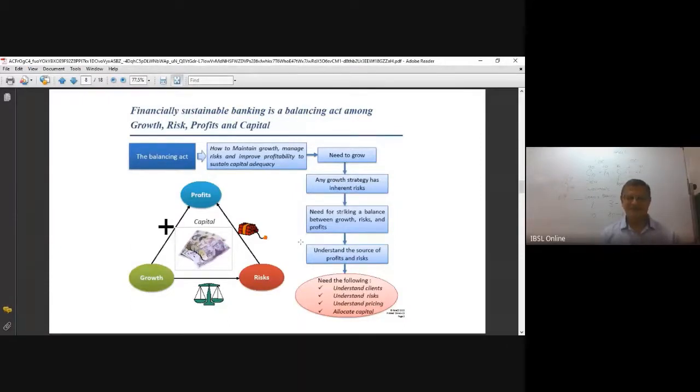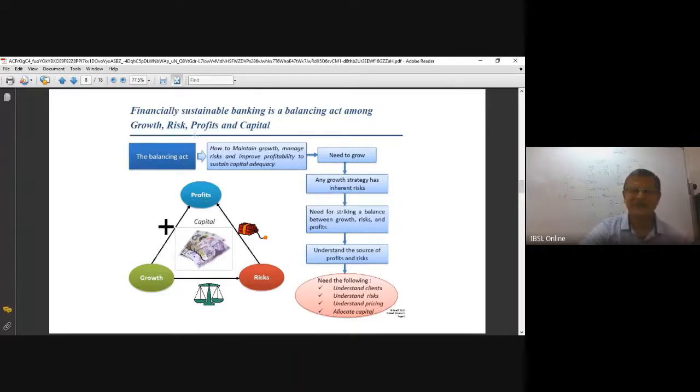Banks want profits, and profits can be generated by doing business. When you do business, you take risk. So this is where we are concerned: how we take risk in our program. While taking risk, you grow your assets. When you give loans, your loans and advances will go up, your balance sheet will go up, and your growth can be achieved. When you have your growth achieved, you make your profits.